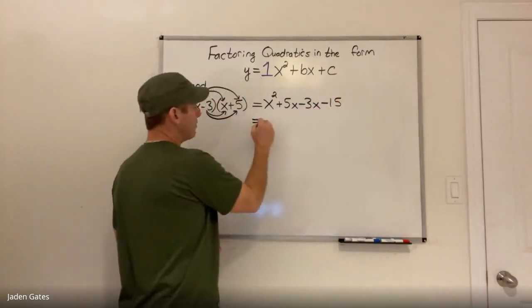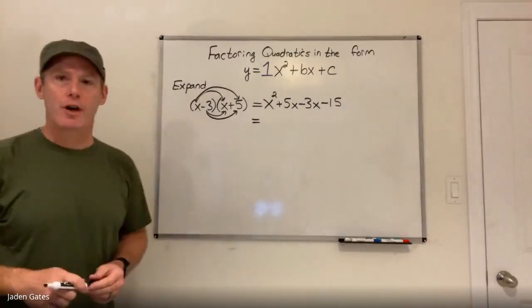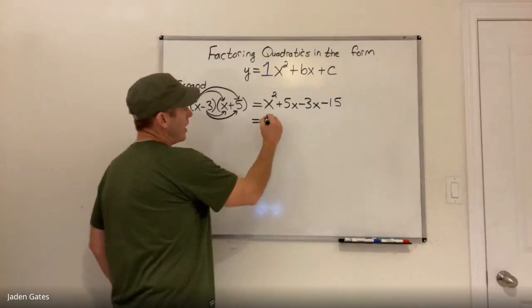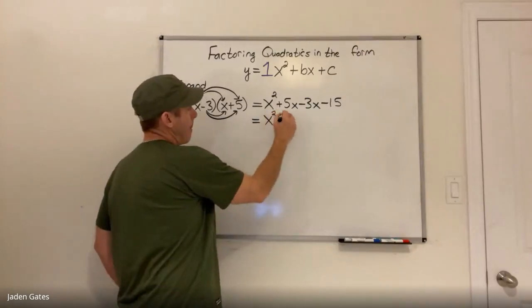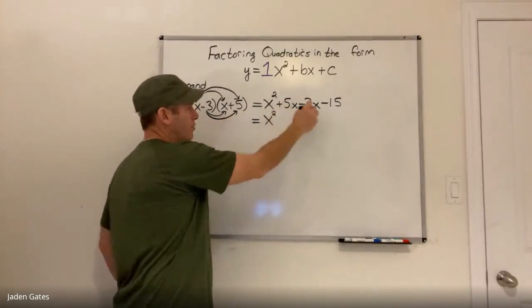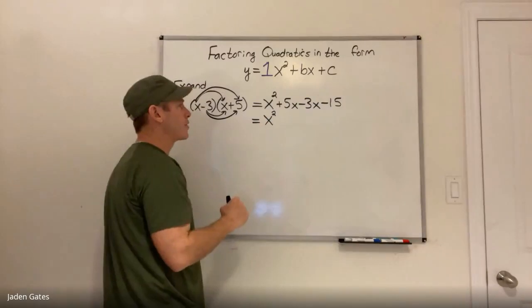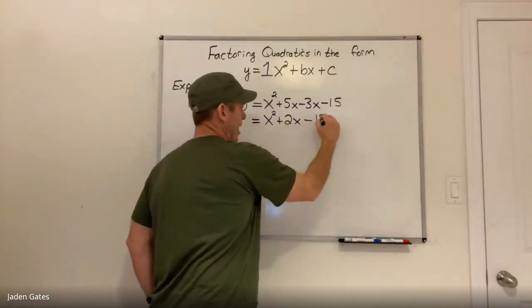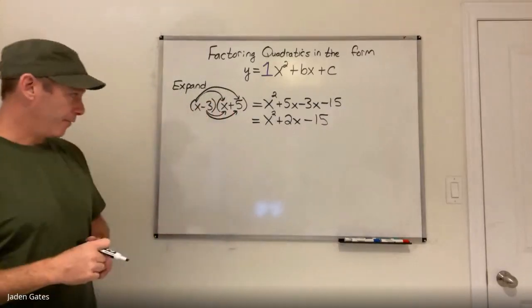And of course, again, to finish off any polynomial, you have to collect like terms. And so I have an x squared, 5x minus 3x. There's our like terms, same variable, same exponent. I'm going to get a positive 2x. And of course, I have my number, negative 15.